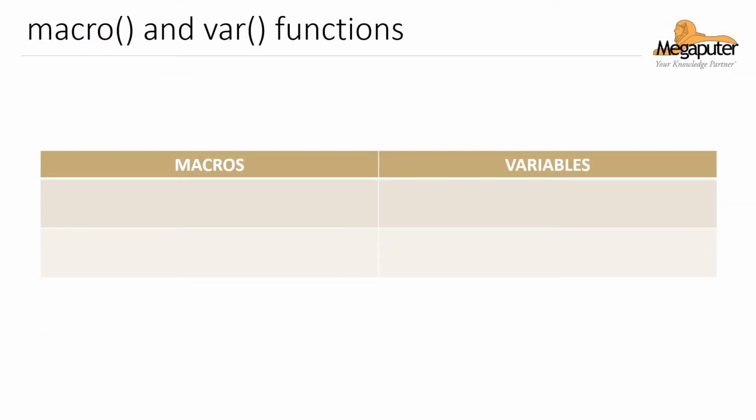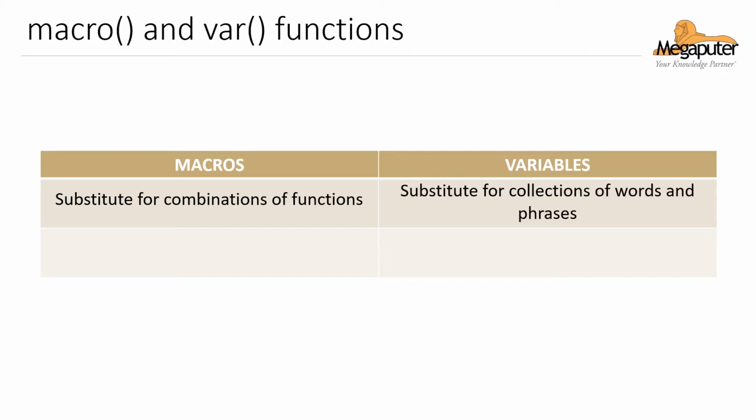Now, the principal difference between macros and variables is that macros are substitutes for combinations of functions, whereas variables are substitutes for collections of words or phrases. This means that macros may take arguments and variables don't take arguments.